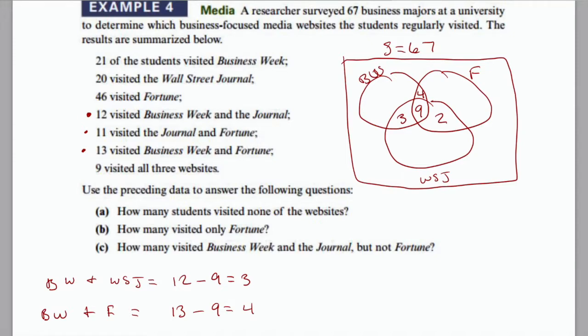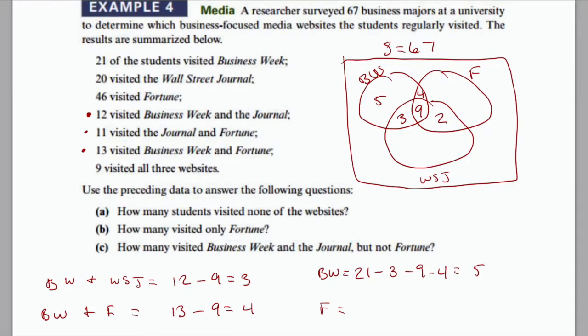Therefore, we have that Business Week, 21 visited, but I'm going to subtract the 3, the 9, and the 4. That equals 5.